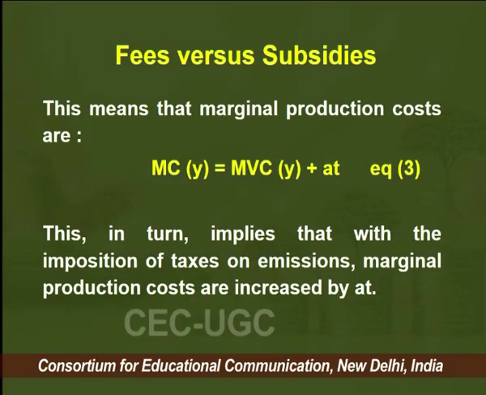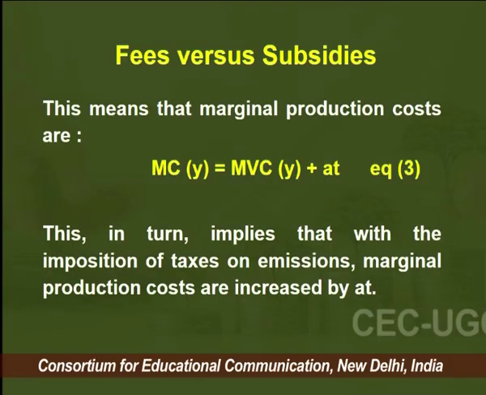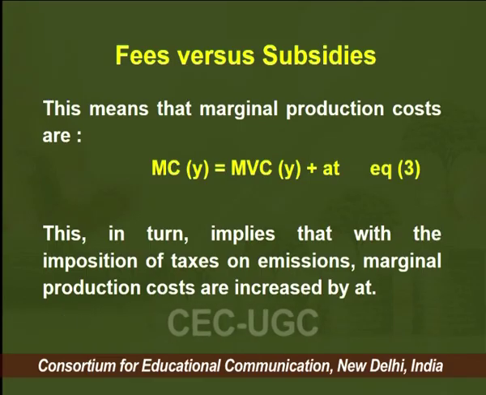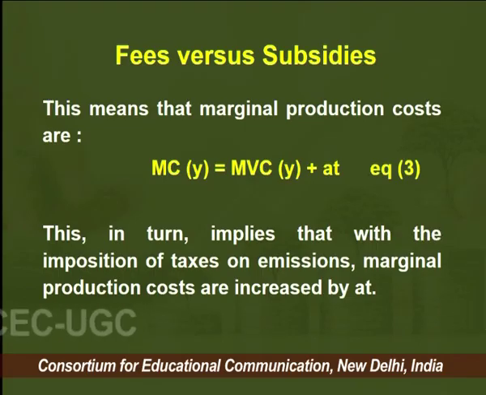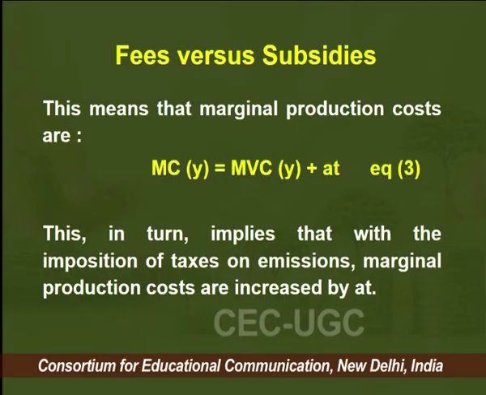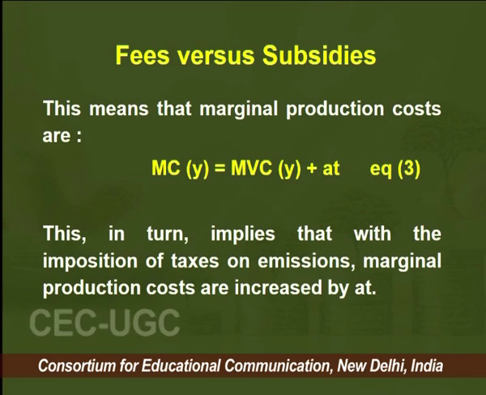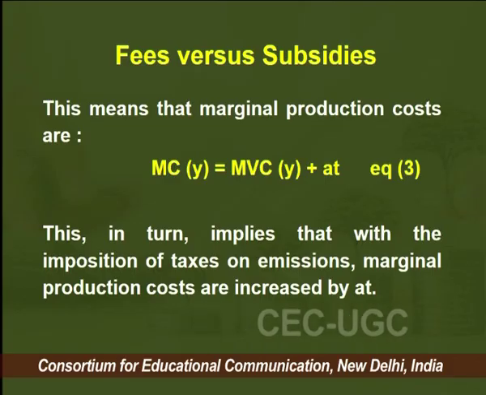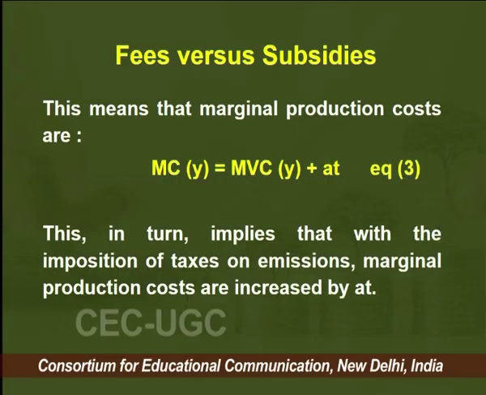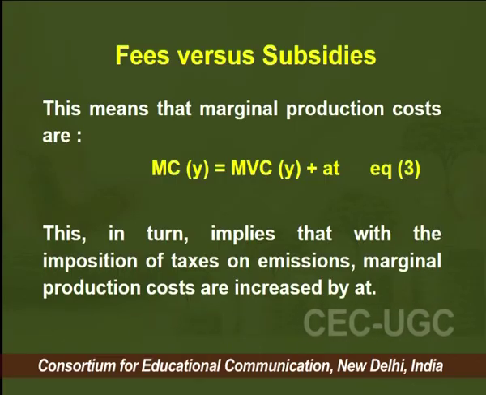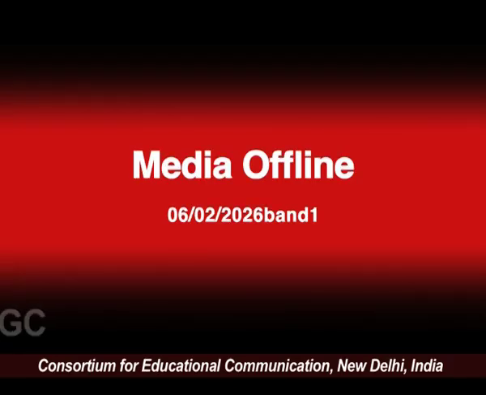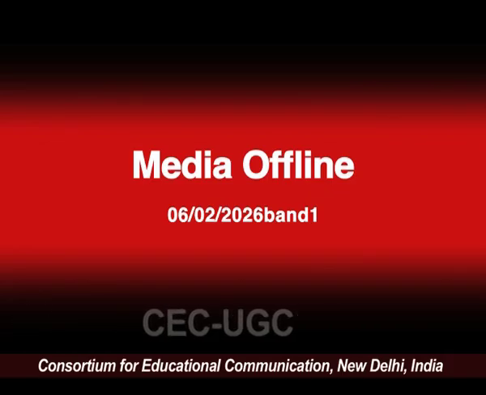Now let us look at what other cost curves get affected due to taxes. The marginal production cost curve is the derivative of total cost with respect to Y. So MC(Y), which is the differentiation of TC with respect to Y, is given by MVC(Y) plus AT. This implies that with the imposition of a tax on emission, the marginal production cost increases by AT. So MC(Y) is equal to MVC(Y) plus AT, where T is the amount of tax collected per unit of emission.